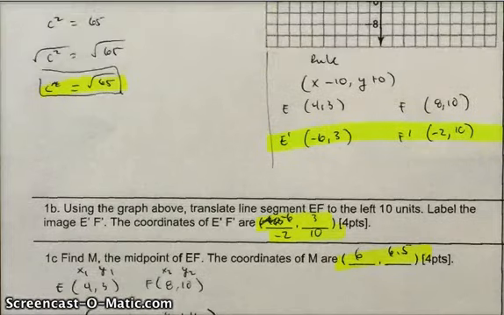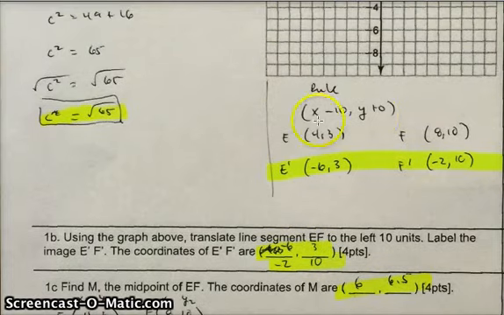Now a second way of finding that is creating a rule. The rule on the x-axis means going left or right. In this case it says left 10 units, so I can do all of the x coordinates minus 10. 4 minus 10 is negative 6. On the y coordinates you're not doing anything because it doesn't tell you to move up or down, so it remains the same. 8 minus 10 is negative 2. Y plus 10 plus 0 is still 10.